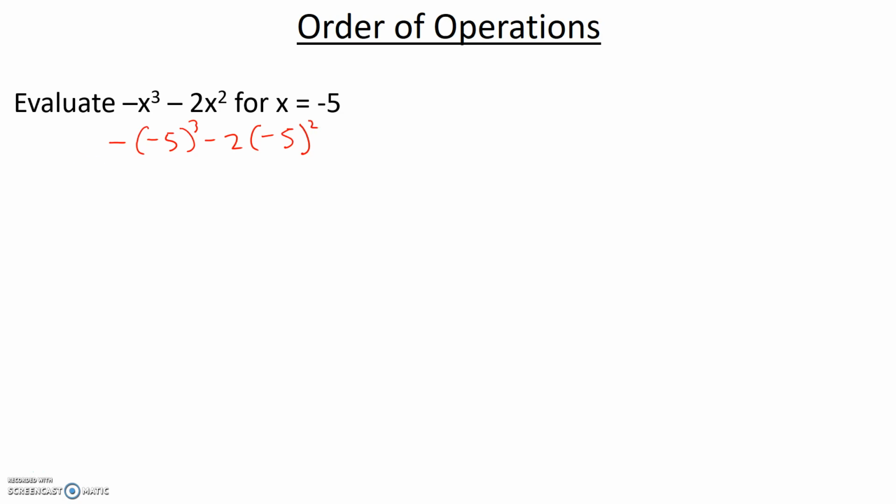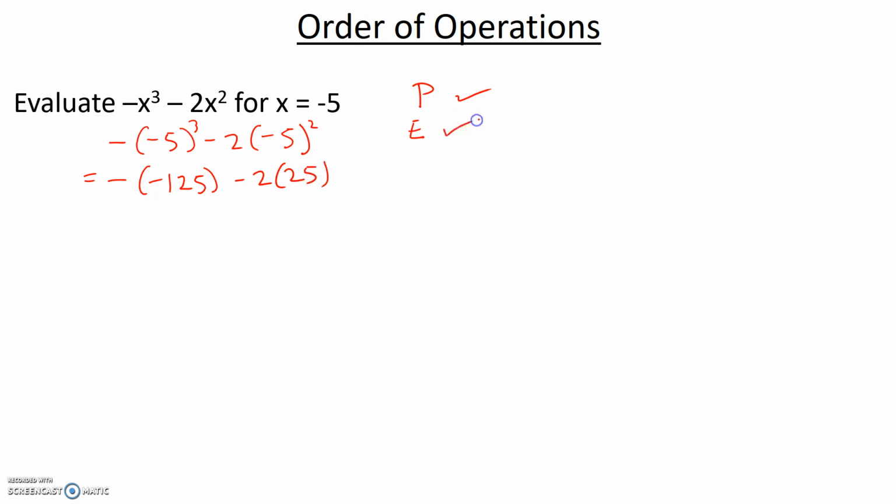Okay, now let's simplify this. In the order of operations, parentheses, we do have parentheses, but they're already simplified. So we're going to check that off and go to the exponents. We have negative 5 to the third and negative 5 squared. Now this negative sign is going to remain outside because we're still simplifying the exponent. Negative 5 times negative 5 times negative 5 will be negative 125. Negative 5 squared is negative 5 times negative 5, which is positive 25.